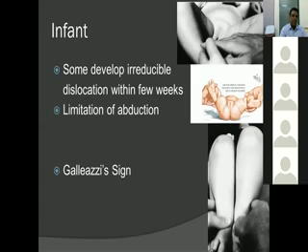Here, the generalized ligament laxity which occurs during the neonatal period will resolve. Because of this, the hips which are dislocated will stay like that and they won't be reducible. So after the age of 1 month, the Ortolani and Barlow's tests will become negative. So we cannot do the Ortolani and Barlow's tests in an infant after the age of 1 month.